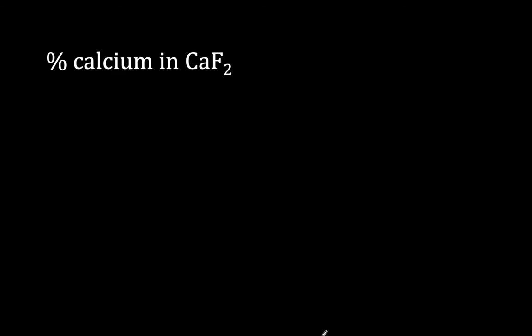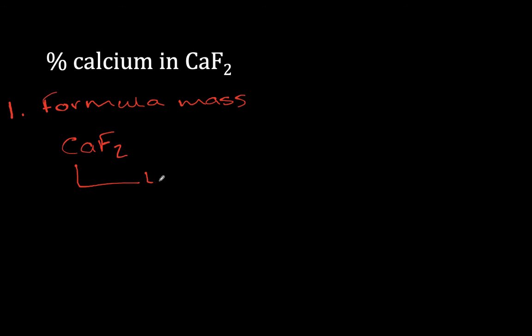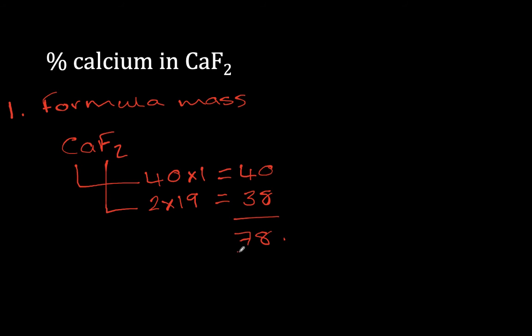What about calcium and calcium fluoride? Again, the first thing we do is we calculate the formula mass for calcium fluoride. Calcium has a formula mass of 40, and fluorine, of which we have 2, has a formula mass of 19. So that gives us 40 plus 38, which is 78.